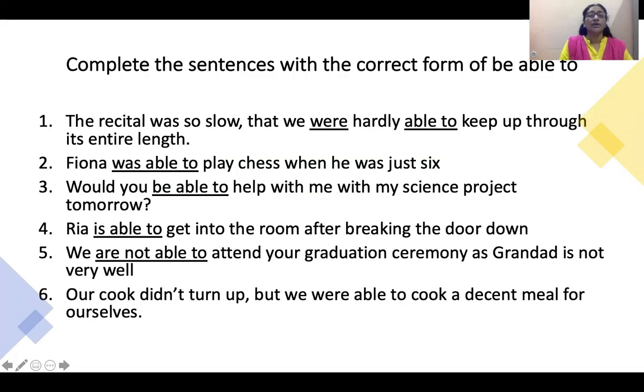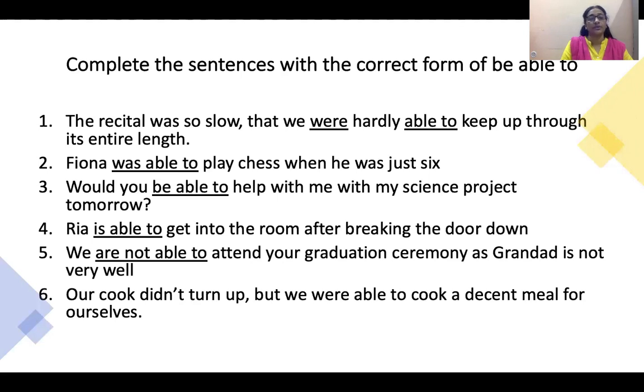Now we have two exercises given, exercise A and exercise B. So we will do both the exercises now. First one, complete the sentences with the correct form of be able to. First one, the recital was so slow that we blank hardly blank keep up through its entire length. The answer will be the recital was so slow that we were hardly able to keep up through its entire length.